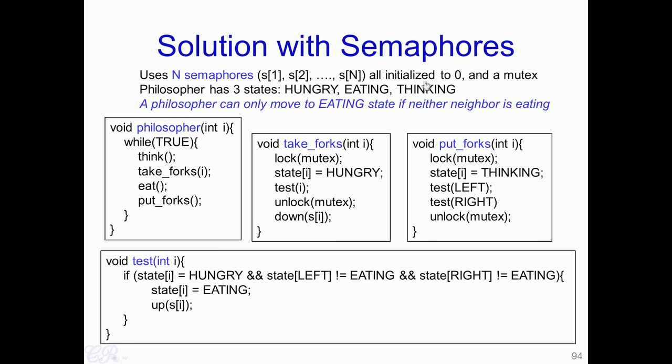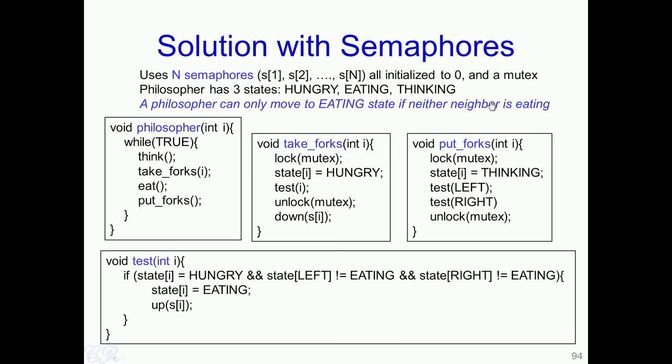Over a period of time, each philosopher will move through these states. For instance, when the philosopher is thinking, the state will be thinking. Then the philosopher becomes hungry, so it goes to the hungry state, then eating, and then back to thinking, and this process continues till eternity. The general solution that we will be seeing here is that a philosopher can only move to the eating state if neither neighbor is eating. That is, a philosopher can eat only if its left neighbor as well as its right neighbor is not eating.